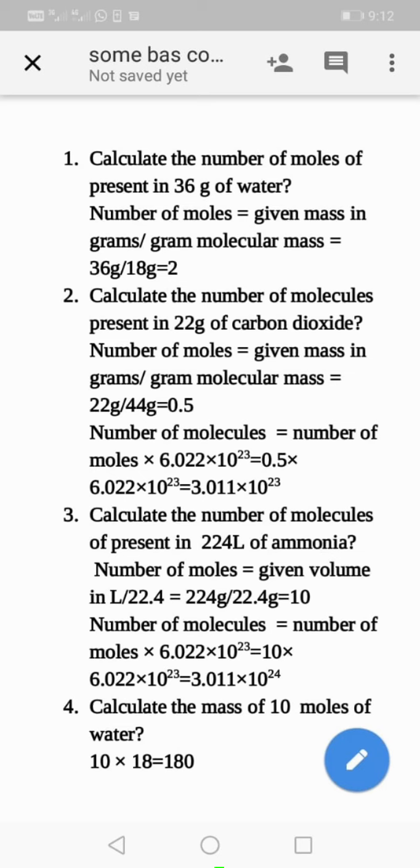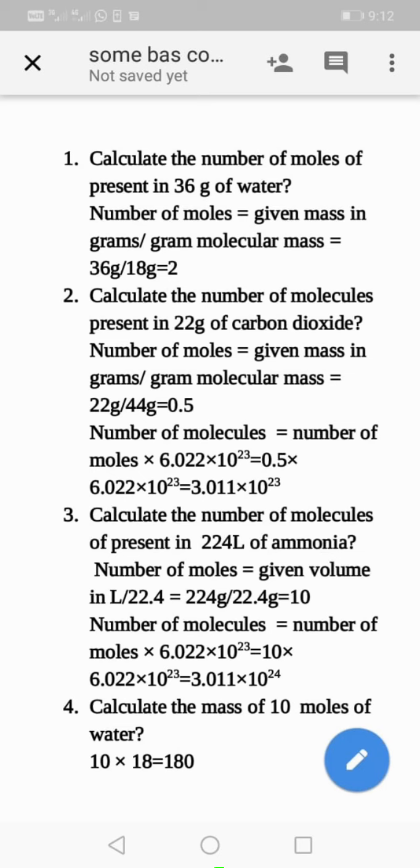What is 22.4 liter? As I explained, that is the molar volume at STP. So 224 liter divided by 22.4 liter, so the number of moles is equal to 10. Is it clear? In this question, mass is not given. Instead of that, volume is given. So you'll have to find out the number of moles using the second equation: given volume in liters divided by 22.4 liter. You use that formula, so that you will be getting the number of moles as 10.